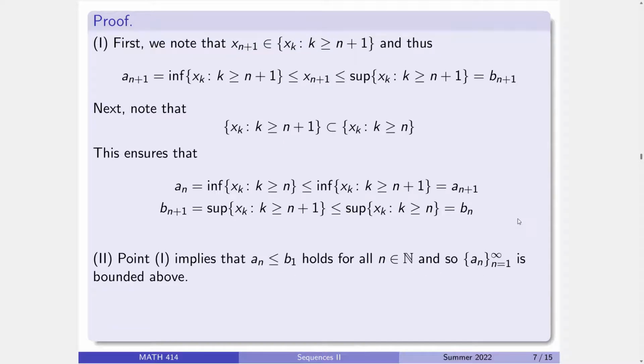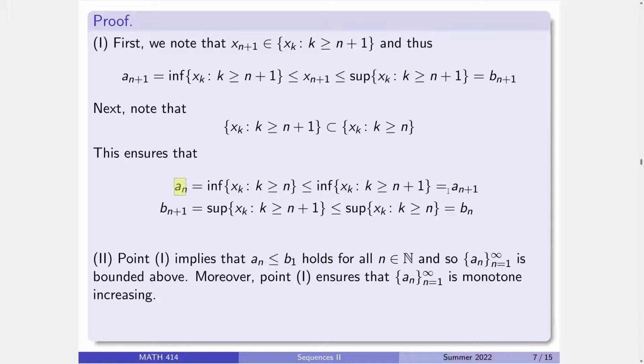And so the sequence is bounded above. And moreover, we get the monotone increasing because we know that a sub n is less than or equal to a sub n plus 1. So a sub 1 is less than a sub 2, which is less than a sub 3, and so on and so forth. So we must have a monotone increasing sequence. Cool. And similar for point 3, the b sub n's are bounded below by a sub 1, so we've got a bounded below set, and b sub 1 is bigger than b sub 2, which is bigger than b sub 3, so we have monotone decreasing. Alright, beautiful.